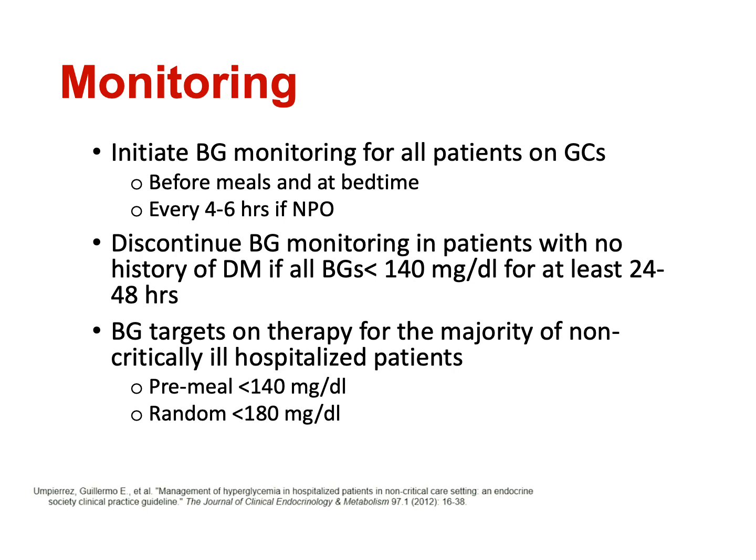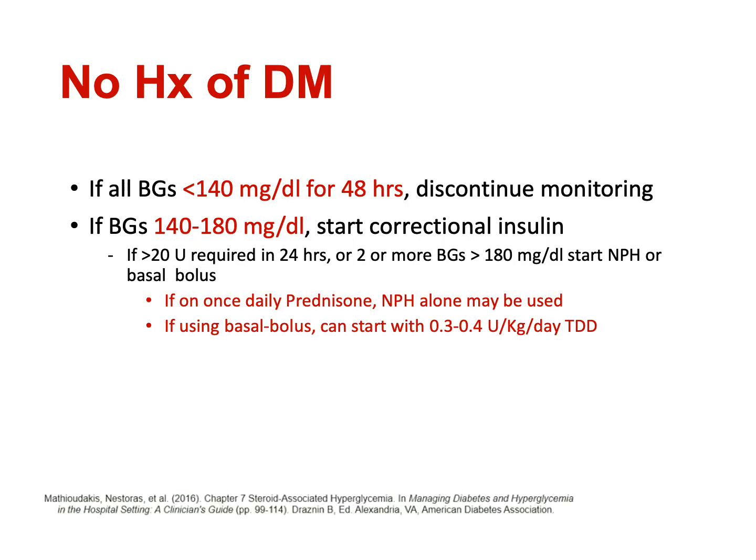The blood glucose target on therapy for the majority of non-critically ill hospital patients is pre-meal less than 140, and postprandial or random blood sugar of less than 180. Okay. So in patients with no history of diabetes, if all blood sugar is less than 140 for 48 hours, discontinue monitoring. If blood glucose is 140 to 180, start correctional insulin; if more than 20 units are required in 24 hours, or 2 or more blood glucose readings reach more than 180, we must start with NPH or basal bolus.